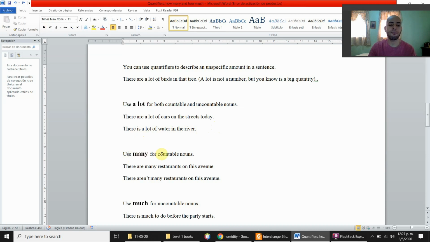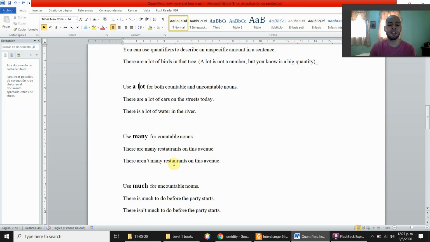Use many for countable nouns. Many is similar to a lot, but many is only for countable nouns. There are many restaurants on this avenue. There aren't many restaurants on this avenue. And you use much for uncountable nouns. Much is similar to a lot, but for uncountable nouns only.